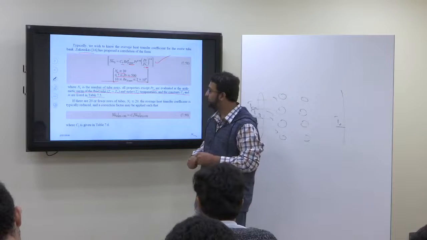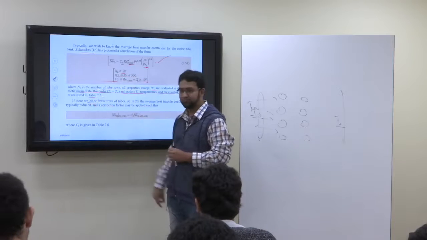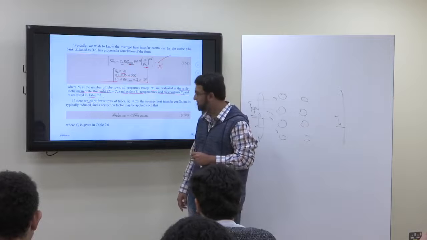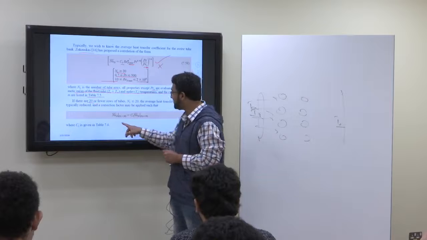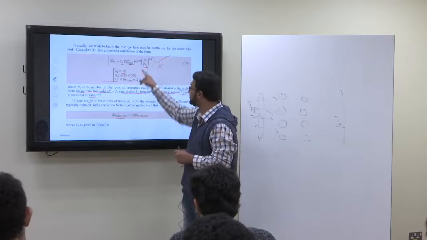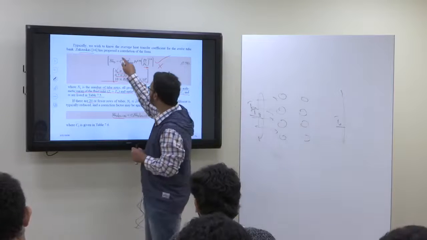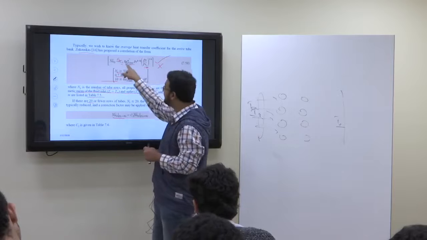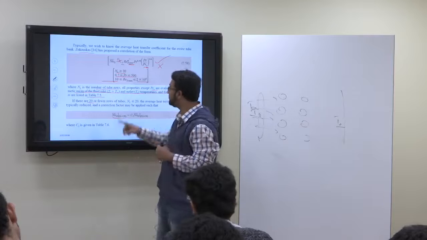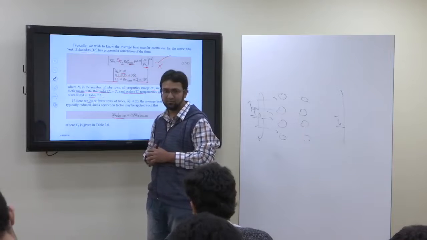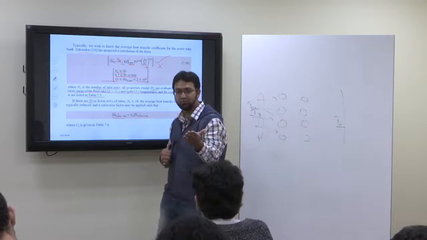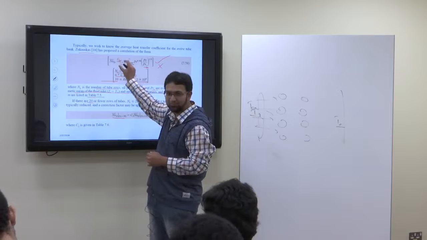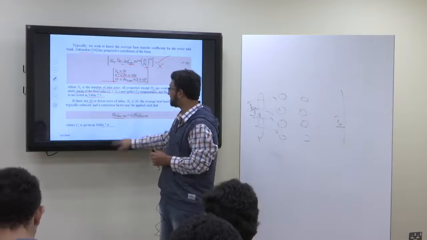If the number of tube rows is less than 20, then you cannot use this formula as it is. So what is the change? Nusselt number ND equals C2 multiplied by C1 multiplied by all these terms, where C2 will be 1 if the number of tube rows is greater than or equal to 20. If it is less than 20, then C2 will have a value, and you will get that value from table 7.6.